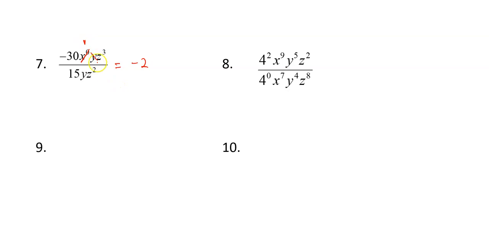Look at the y's. 1 y cancels top and bottom. I'm done with those also. And then for the z's, there's 1 more z on the top than there is on the bottom. So I end up with just negative 2z as my answer. Done.